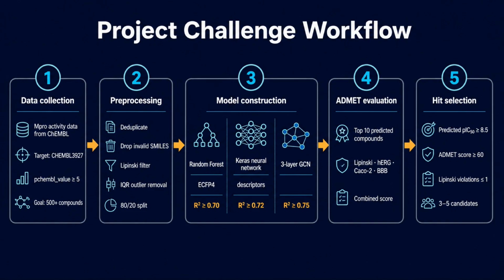Stage 3, model construction. Build and compare 3 regression models: random forest on ECFP4 fingerprints, a neural network on RDKit descriptors, and a 3-layer GCN against their R² targets. Stage 4, ADMET evaluation of the top 10 predicted compounds: Lipinski, hERG risk, CACO2, and blood-brain barrier, combined into an overall score. Stage 5, hit selection. Keep compounds with predicted pIC50 of 8.5 or above, an ADMET score of 60 or better, and at most one Lipinski violation, narrowing to 3 to 5 final candidates.